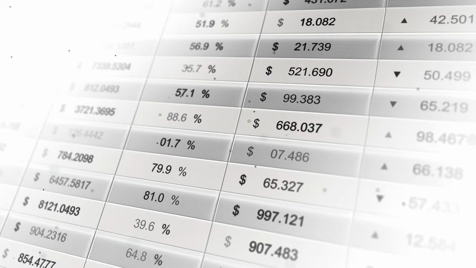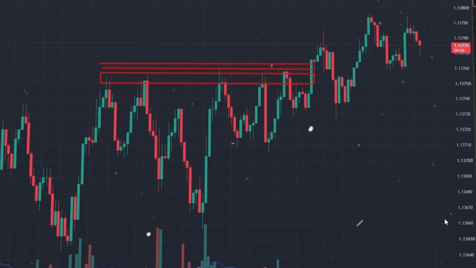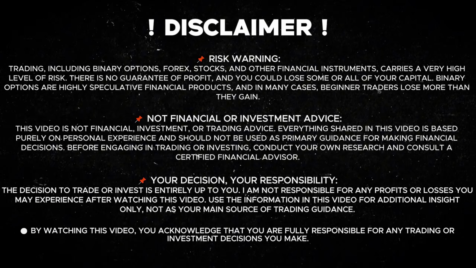Did you know that a market maker, the one who controls the market, deliberately creates traps on the chart, deceiving crowds of novice traders? I will show you the 3 situations that look like perfect entries but are actually guaranteed losses. After watching this, you will stop giving money to the market. Let's go. I'll show you real examples.